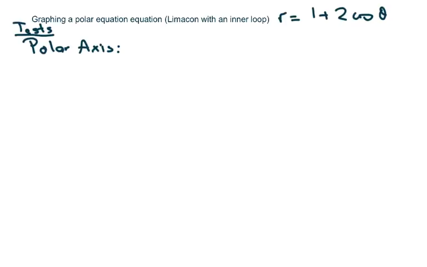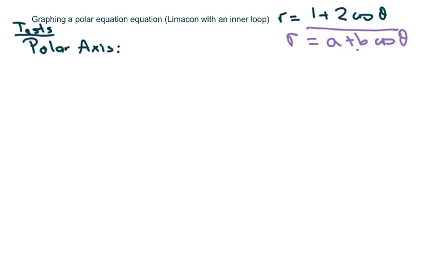Hi everyone, we're going to graph a polar equation which is a Limacon with an inner loop. This is our equation, and notice it has the form r equals a plus b cos theta, and a is less than b, but both a and b are positive. So before we graph it, we're going to have to do the test.